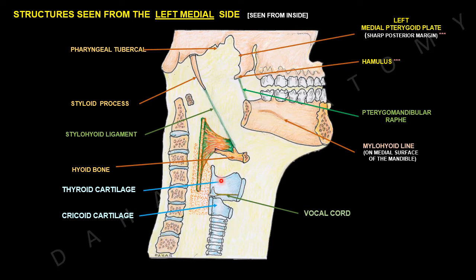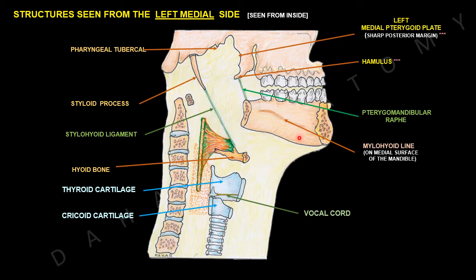This is the thyroid cartilage. This is the cricoid cartilage. This small cartilage is the arytenoid cartilage. From its anterior process, we have the vocal cord. This is the level of the vocal cord, which is covered by mucosa and forms the vocal fold.